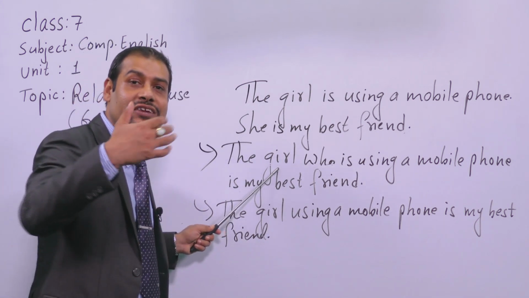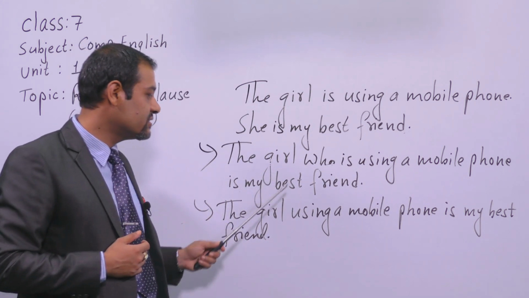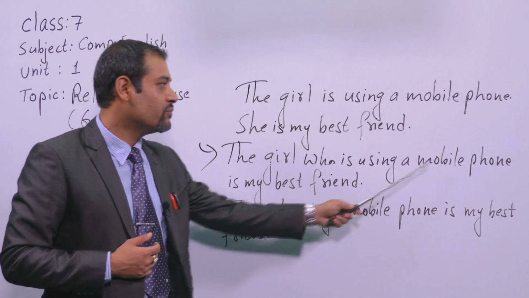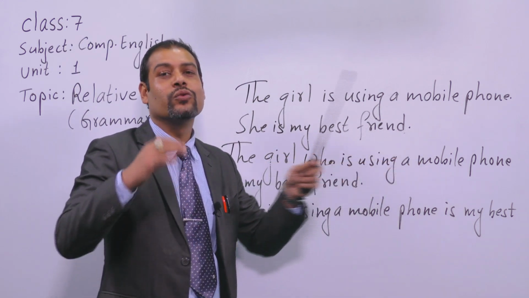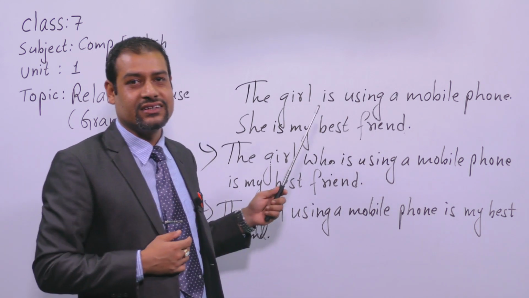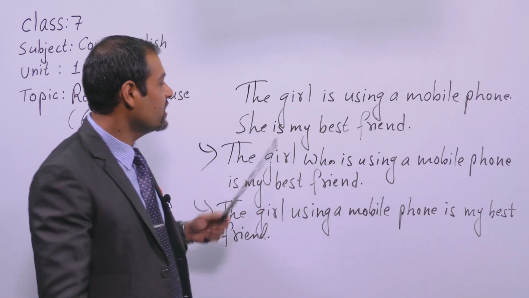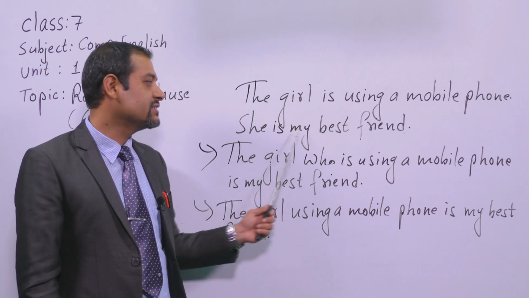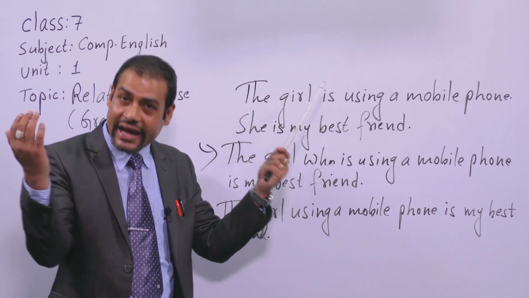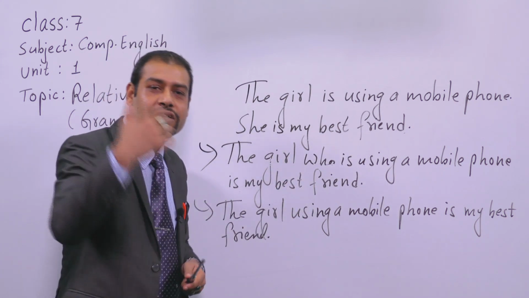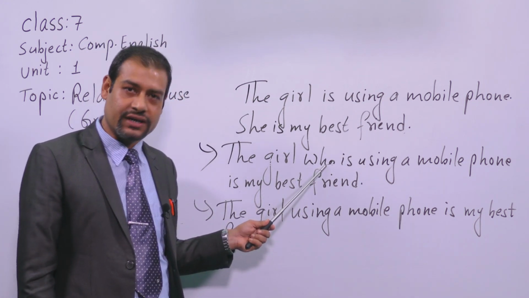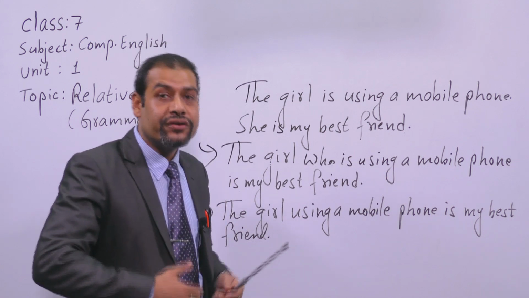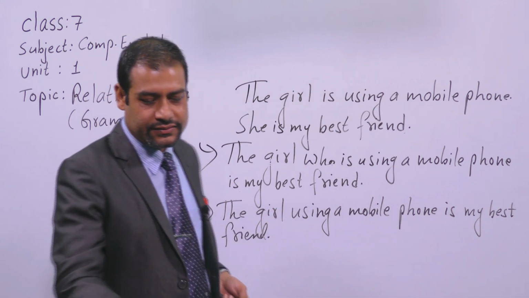So what is extra information? Can you find it out in this sentence, dear students? Using a mobile phone. See the first sentence, the girl is using a mobile phone. So which can be the extra information? Yes, the extra information is she is my best friend. So to add this extra information, we use relative clause, that is who. Okay, so we'll practice some more relative clauses later on.